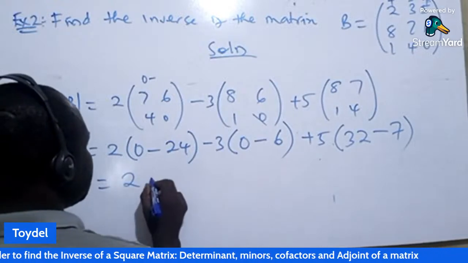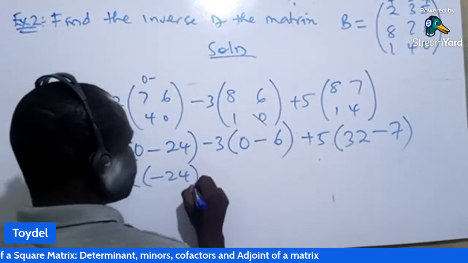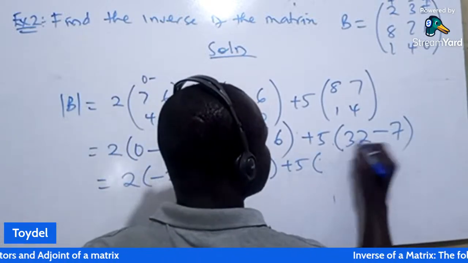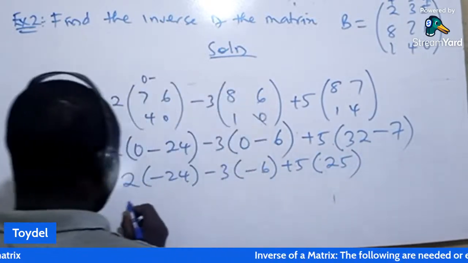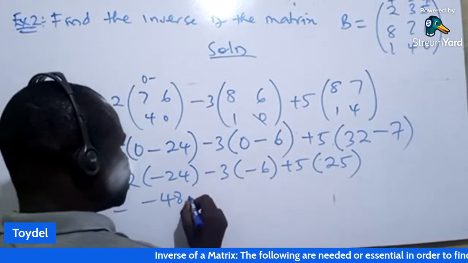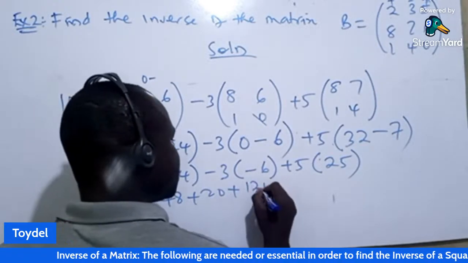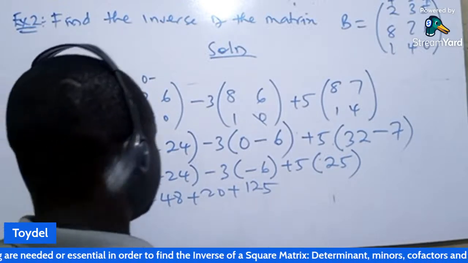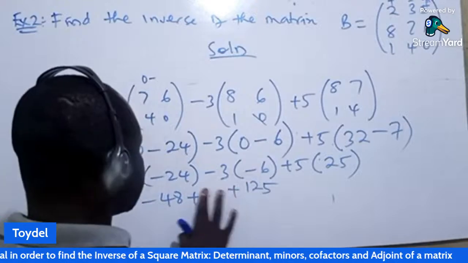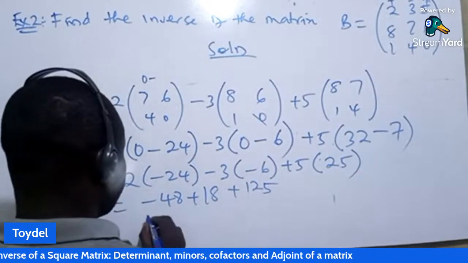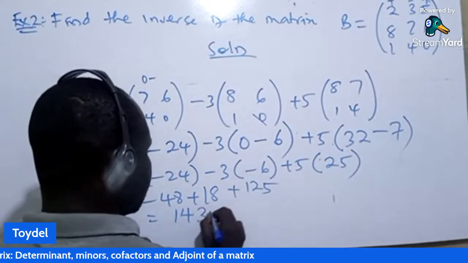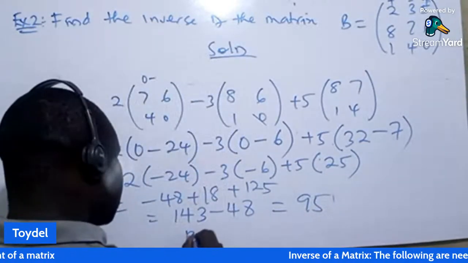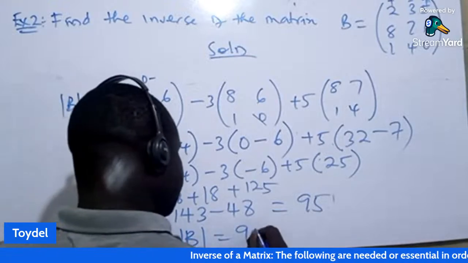Then here we have 2 into bracket minus 24, minus 3 into bracket minus 6, plus 5 into bracket 25, that's 25. So we are going to have minus 48 plus 18 plus 125. Okay. 3 times 6 is 18. At the end of the day, we are going to have 143 minus 48, so that gives 95. So the determinant of B is equal to 95.